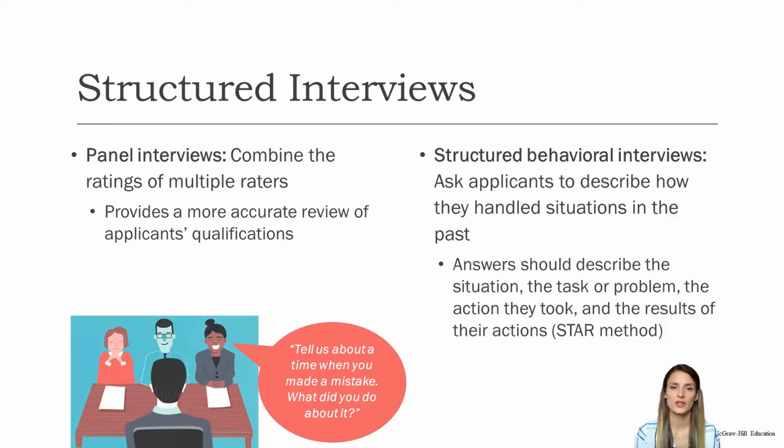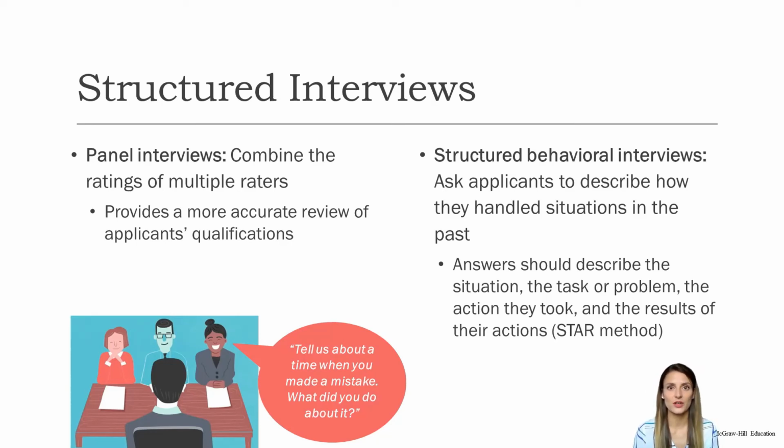Many structured interviews are conducted between two individuals, but we can also conduct what is called a panel interview, where applicants are asked questions by several different interviewers. By averaging their ratings of applicants, we can get a more accurate and less biased assessment of each person's KSAOs.